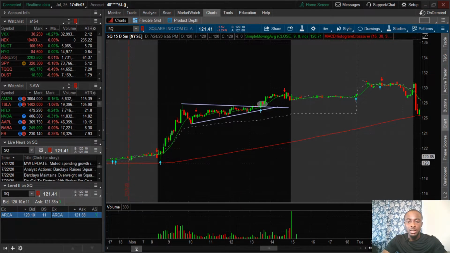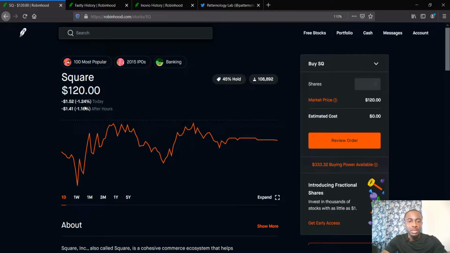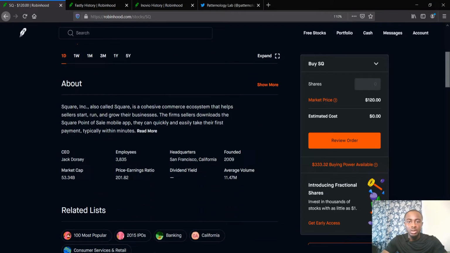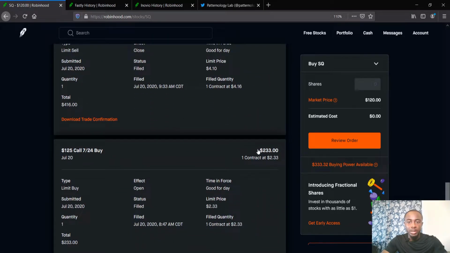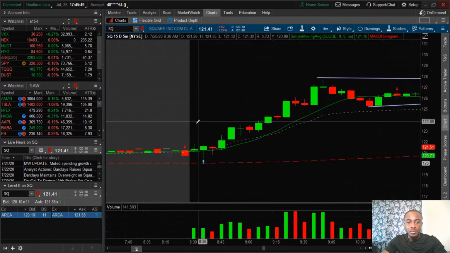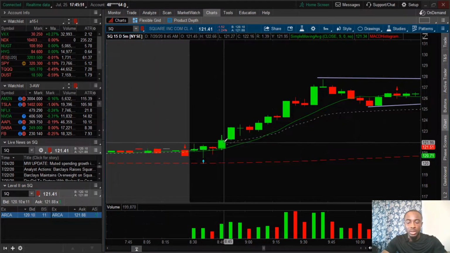If we take a look at the Robinhood account, we can see that this is Square, and we can go all the way down to the history. We can see that I bought a contract for $233 right at 8:47, and if you go on Thinkorswim, 8:47 was in this candle right here. The reason why I bought in at that specific time, at that specific price on Square, is because of a pattern that was developing throughout the past like 3 to 4 days.